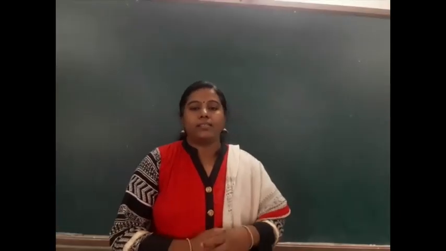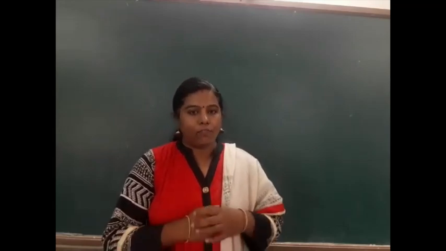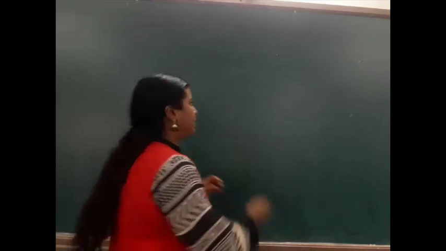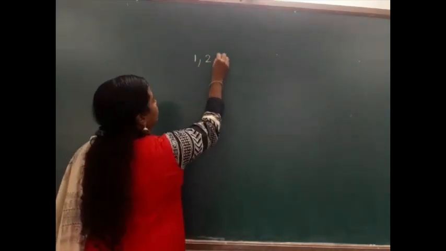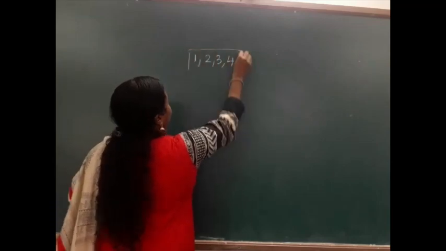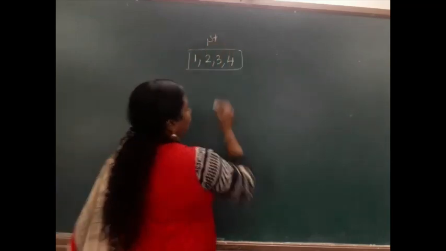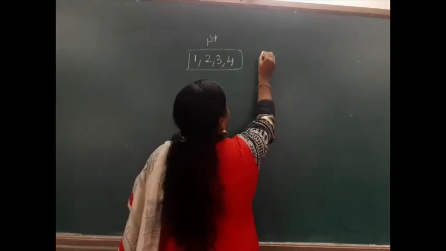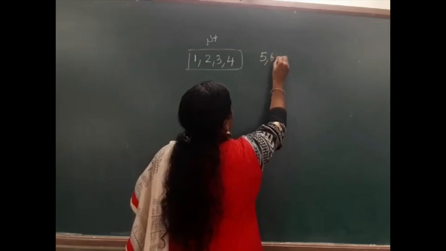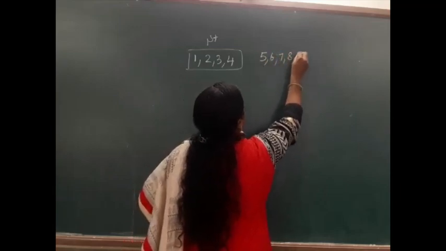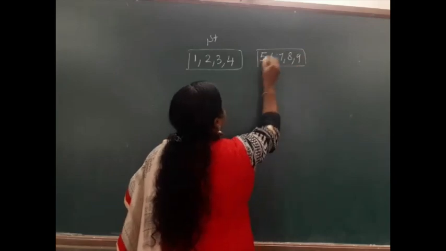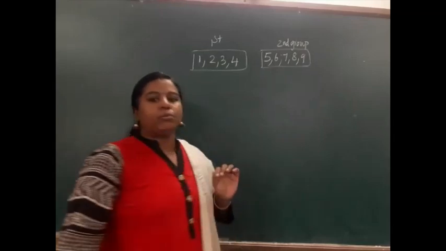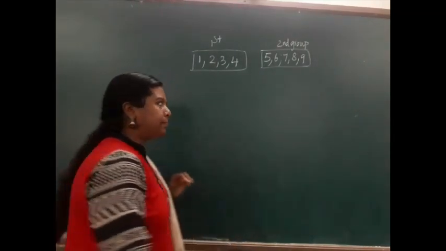Before starting to learn this, let's divide the digits from 1 to 9 into two groups. The digits below 5, that is the digits 1, 2, 3, 4, are grouped under the first group, and the digits 5 and above 5 are grouped under the second group. So the digits 5, 6, 7, 8 and 9 are grouped under the second group. Now let's see how to round the numbers to the nearest 10.